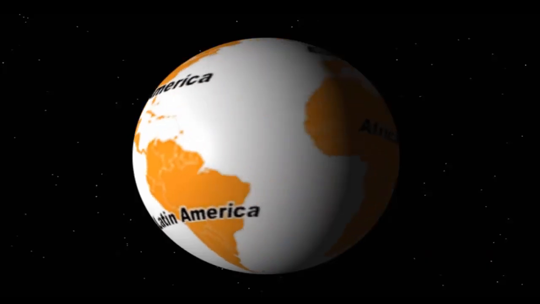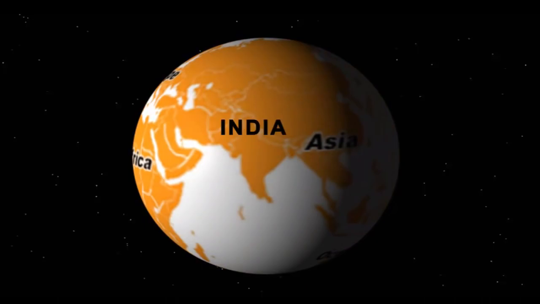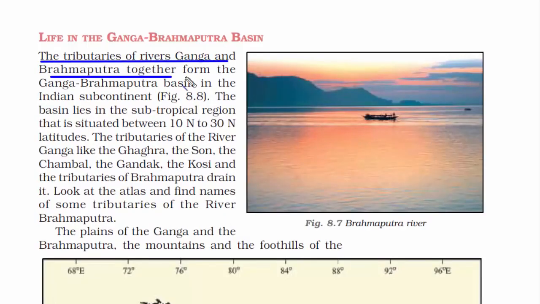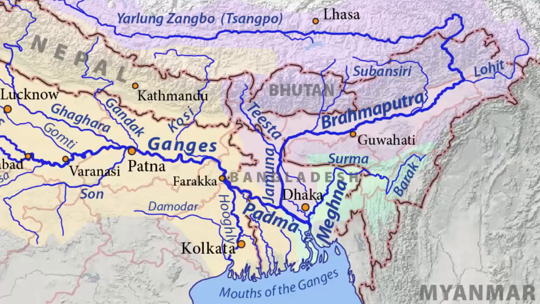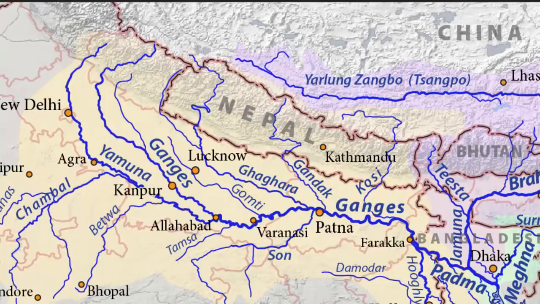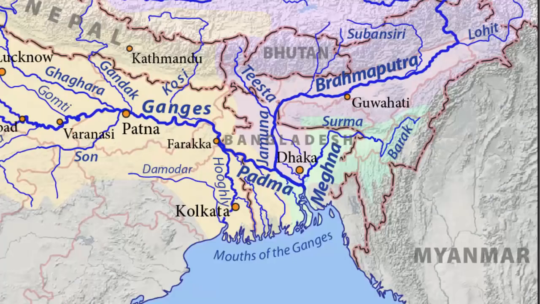Now let's come to India and read about the Ganga-Brahmaputra basin. The tributaries of rivers Ganga and Brahmaputra together form the Ganga-Brahmaputra basin. I'll show you all the tributaries of Ganga and Brahmaputra on a map. Pause and have a look at it. So both Ganga and Brahmaputra originate from the Himalaya and cover a long journey before they drain in the Bay of Bengal near Sundarban Delta.